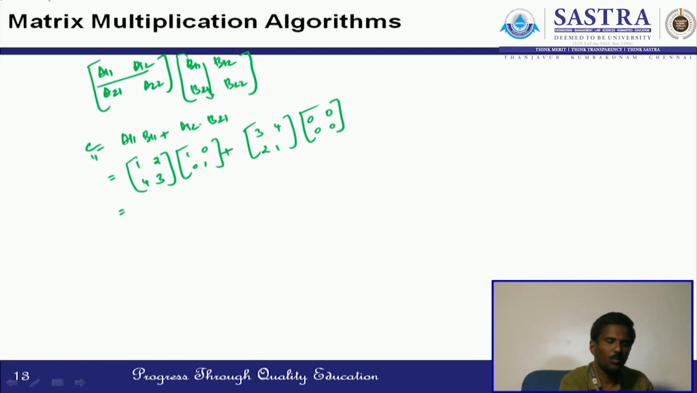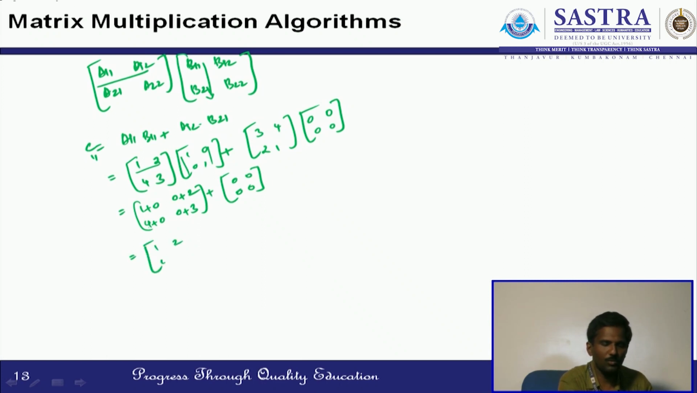We will get 1 into 1, 1 plus 0, then first row, second column, 0 plus 2, first row, first column, 4 plus 0, then 0 plus 3, plus remaining elements are zeros. Simplifying here, this is 1, 2, 4, 3 plus 0, 0, 0, 0. We will get 1, 2, 4, 3. This is C11, where C11 is a 2 by 2 matrix.